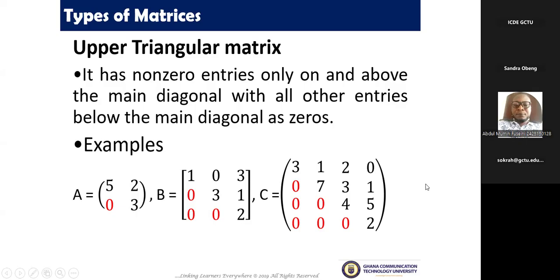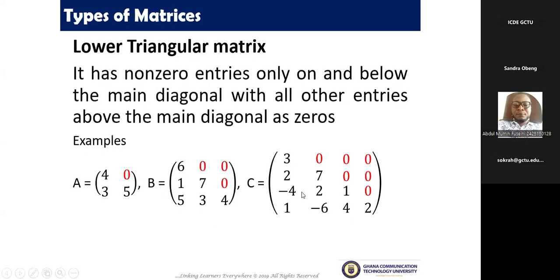Let's look at lower triangular matrices. These are all examples of lower triangular matrices. You see where the zeros are. You see the leading diagonal. So these are all lower triangular matrices. So when you see questions of this nature, you shouldn't be scared. You should be able to identify and answer nicely.